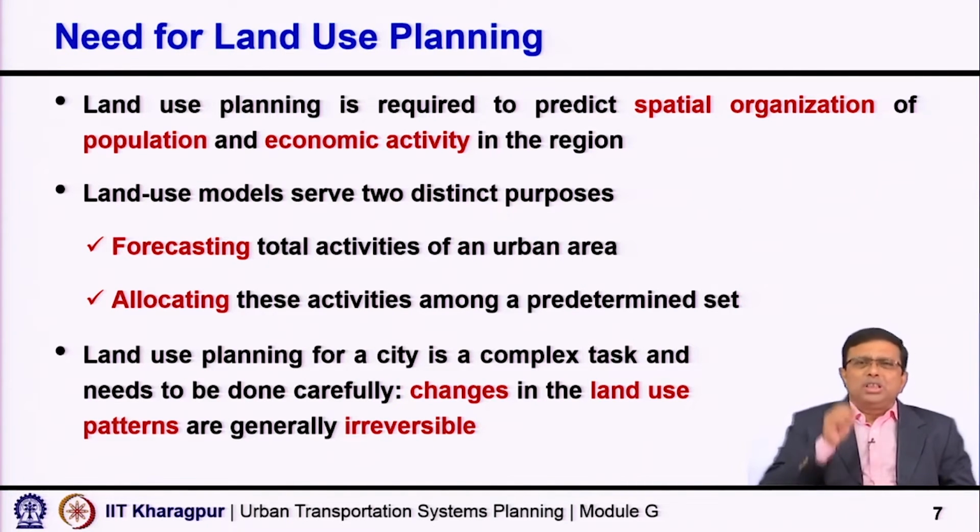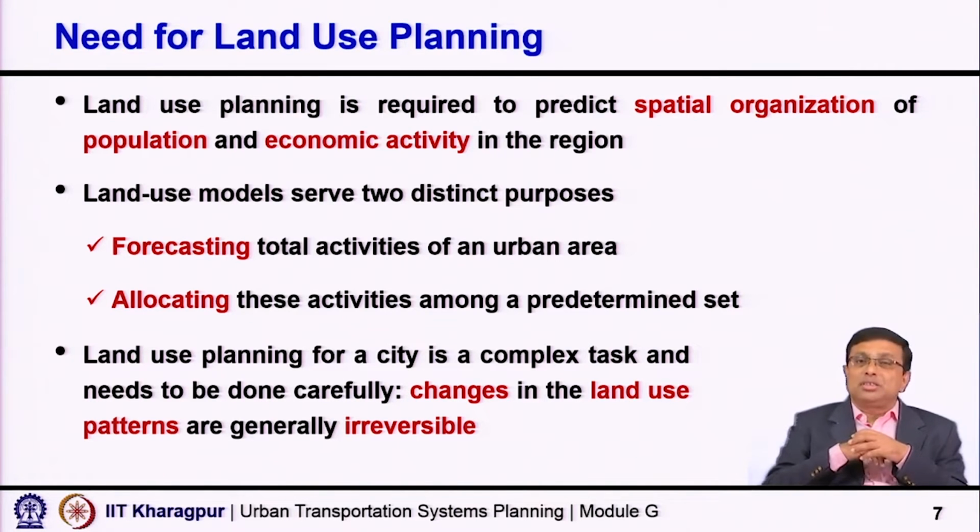Land use models serve two distinct purposes. Number one, forecasting of total activities in an area, how the total activities are going to look over a period of time. You remember that we do the transportation planning in the base year, where we develop all these models, and we apply them to the future, which is called the horizon year. So, forecasting total activities in that urban area and then allocating these activities among a predetermined set of zones. Both are very important, and you can easily link them with the transportation planning process. That is really our interest, why we want to talk about land use as part of this course, and also try to understand the land use transport interaction.